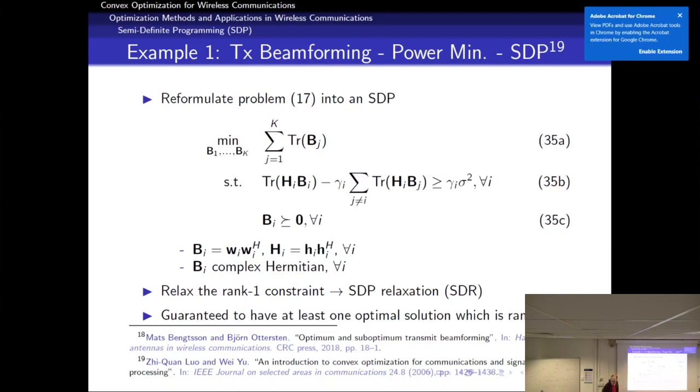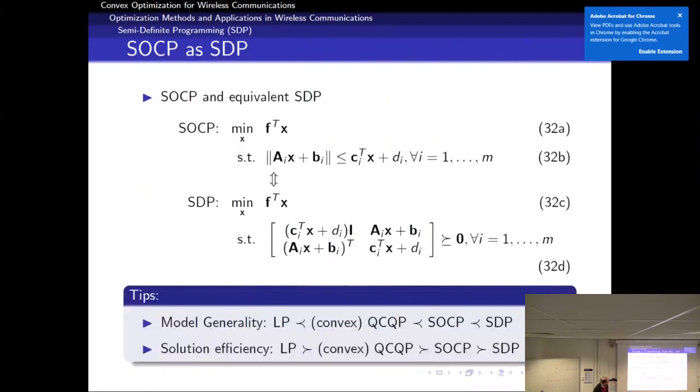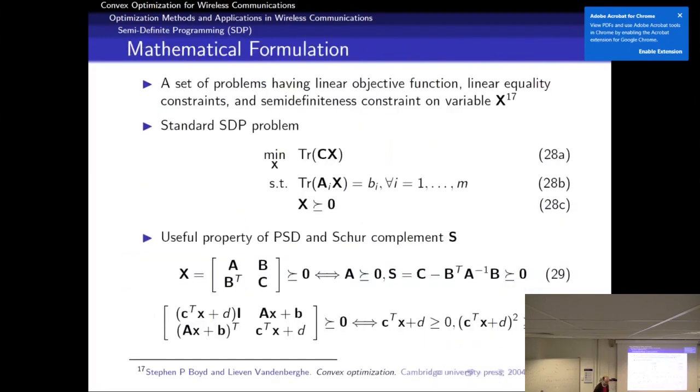Okay? I have a trace minus a sum of a trace that comes from this line, minus something has to be equal to something. So I had an inequality before, and here I have an equality. Okay? So why do I have that? It is because CVX, in the SDP formulation, expects an equality here.